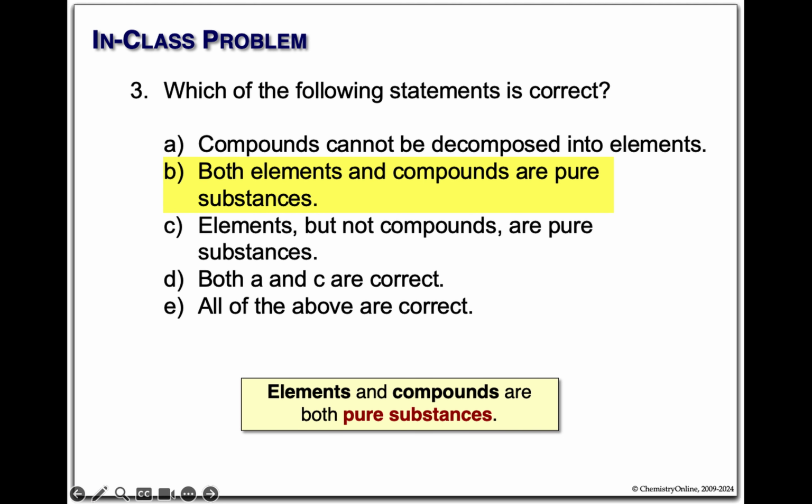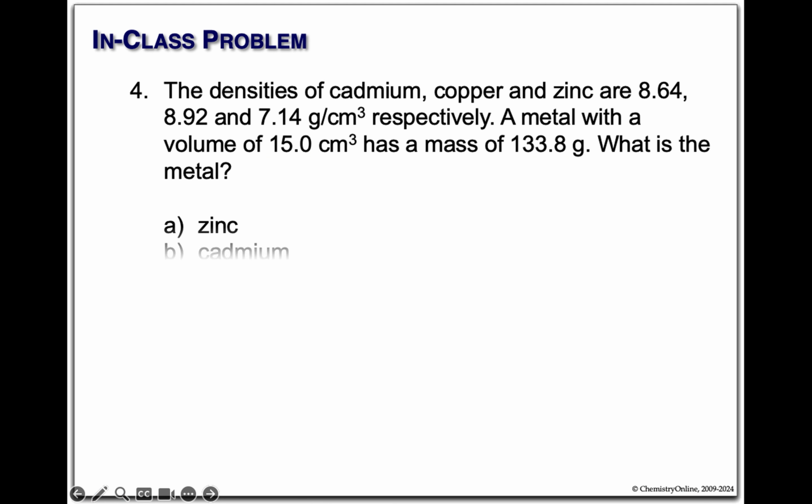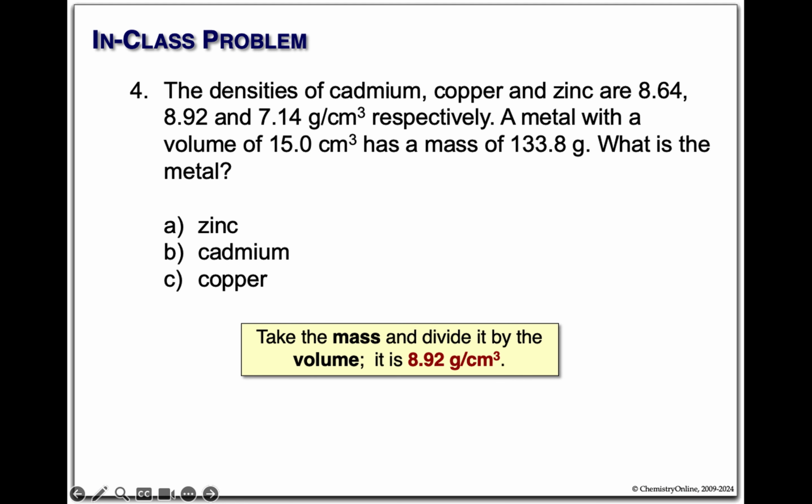One more simple density question. Cadmium, copper, and zinc are 8.6, 8.9, 7.1. We have a metal with a volume and a mass. What metal is it? How do you do this? You take mass divided by volume and get density. Look at the list. It's 8.92. That's copper.